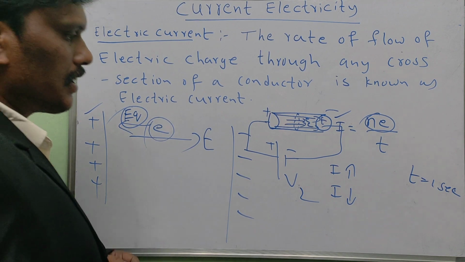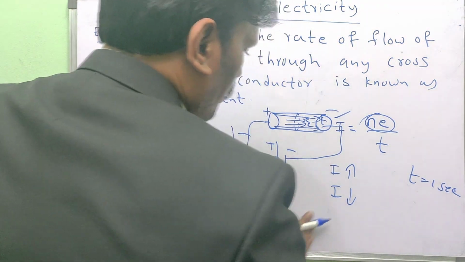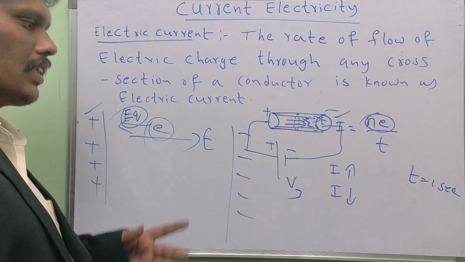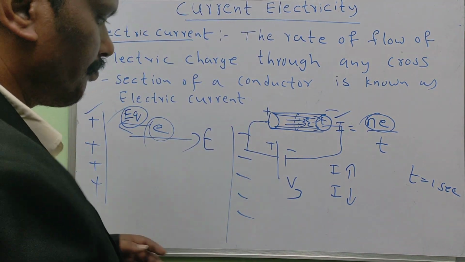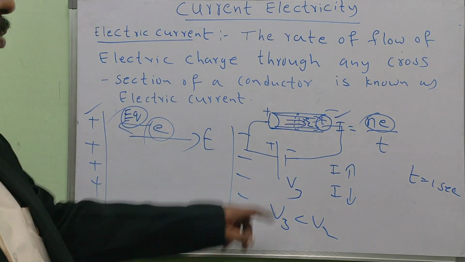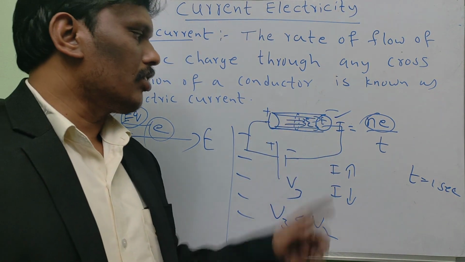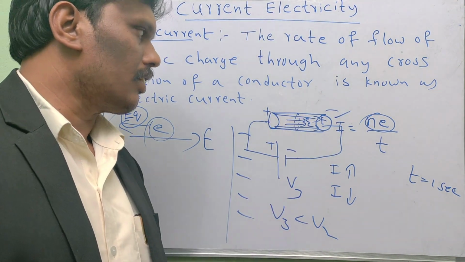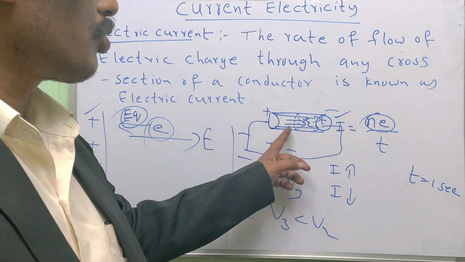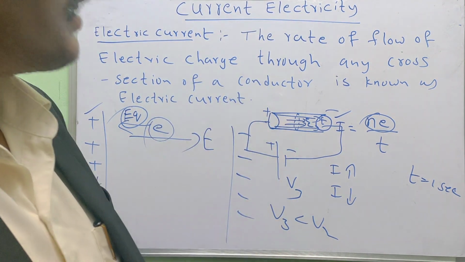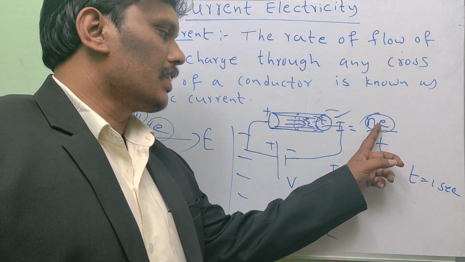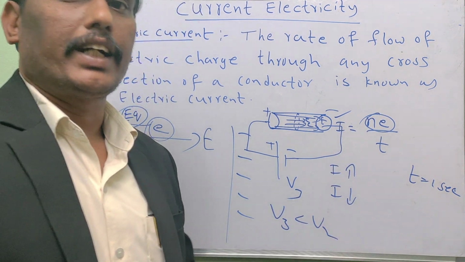What is the meaning of current decreases? Suppose I replace it with another potential V3, which is less than V2. At that time, what happened? Potential decreases, which means the electric field also decreases inside the conductor. Then the force acting on the electron decreases. Then the number of electrons passing through that cross section area also decreases in 1 second. In 1 second, the number of electrons Ne decreases, the numerator decreases. Then we call it current decreases.